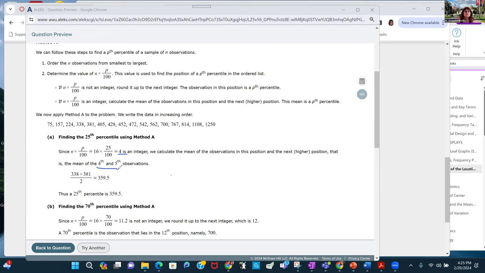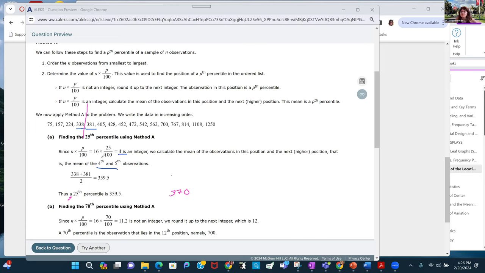Okay. So the mean of the numbers in the fourth and fifth places, 1, 2, 3, 4, and 5. Because again, you want 25%, 4 of them, to the left. Right, so 359.5 is a 25th percentile. It's not the only one, right? It is one number such that 25% is less. Like 370 would also be a 25th percentile because 25% of these data are less than that.